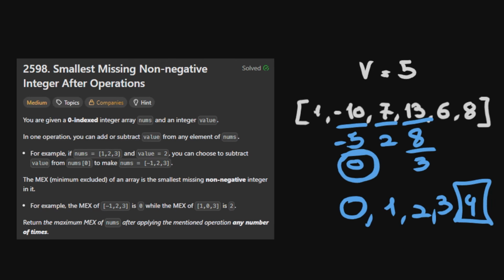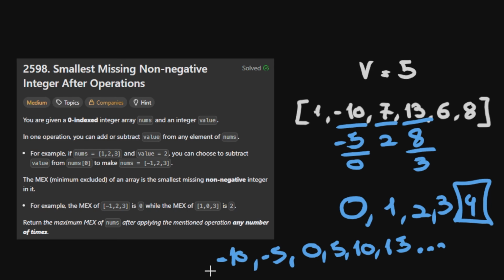And what this 0 represents is that with this element we can get 0, 5, 10, 15 and so on. And we can also get minus 5, minus 10 and so on. Okay, so now I think you get the idea. We can use this element to get all of these numbers. Now we only care about non-negative integers, so we can forget about this negative part and we are using this element to get any of these numbers and more.